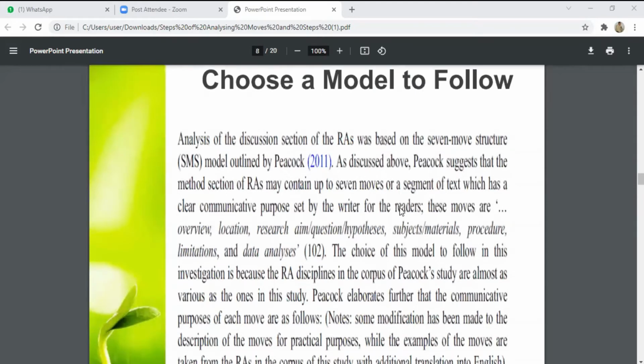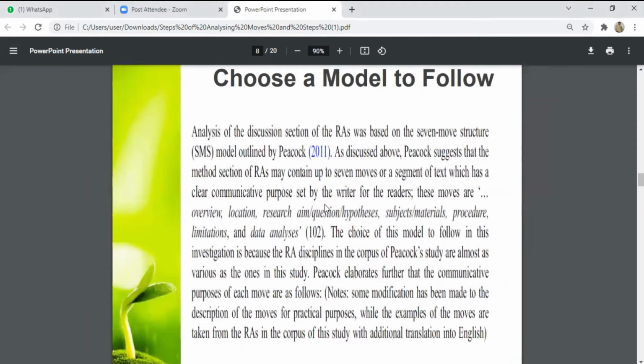And then the next step is to choose a model. As what you did, you choose a model. So choosing a right and appropriate model is very important. So if you are going to analyze a section of an article, please find a model suggested by previous authors on a particular section. This is the discussion section.